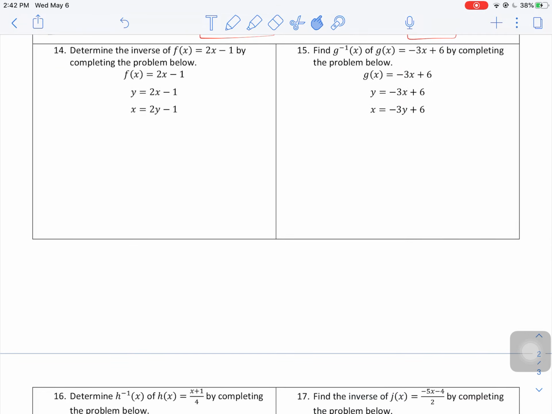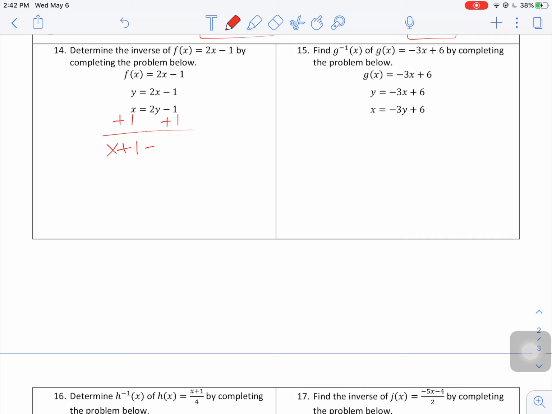14. Determine the inverse of f of x equals 2x minus 1 by completing the problem below. So they have it started for us. F of x is the same as y, and then you switch x and y, and then you just solve for y by doing order of operations backwards.